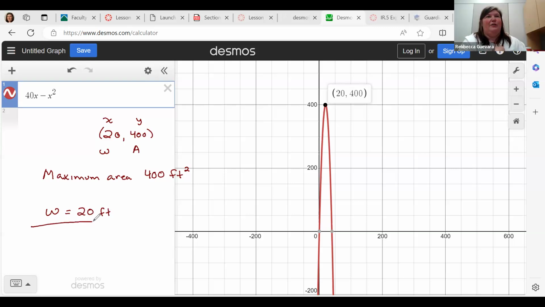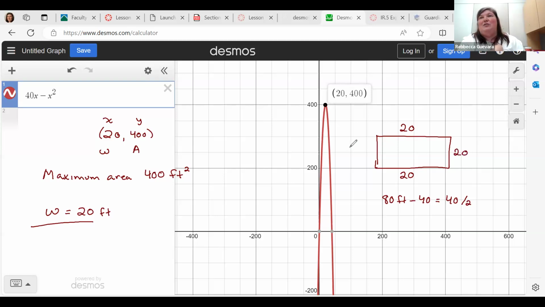Okay, so we can figure out the dimensions of this garden now. Like I said, we know combined, this is supposed to be 80 feet. If I put 20 here, 20 here, that takes away 40 feet. So now I'm left with 40 left over. I have to split between these two sides. So actually the maximum area would actually be a square.